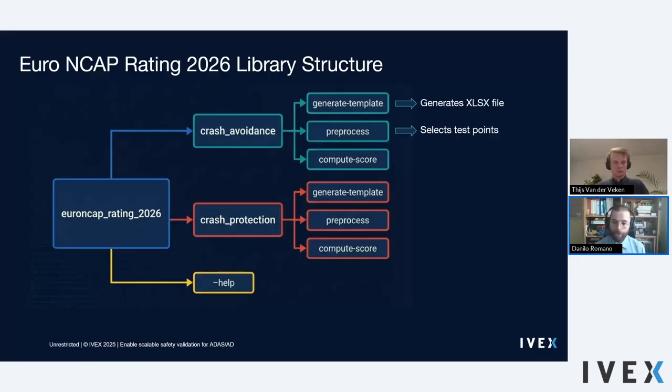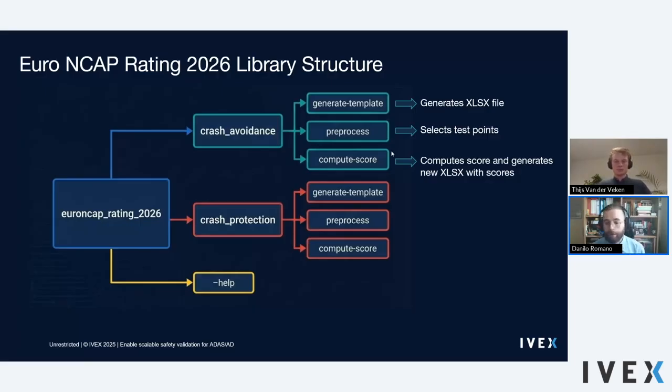We just need to describe the last point, which is compute score. So after the first two, compute score is actually the core scoring computation logic. This command computes the score and generates a new XLSX file with all the scores computed, which is the final goal of our workflow and the workflow that this library supports.